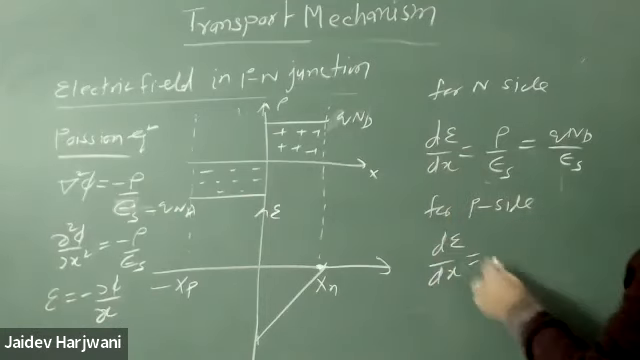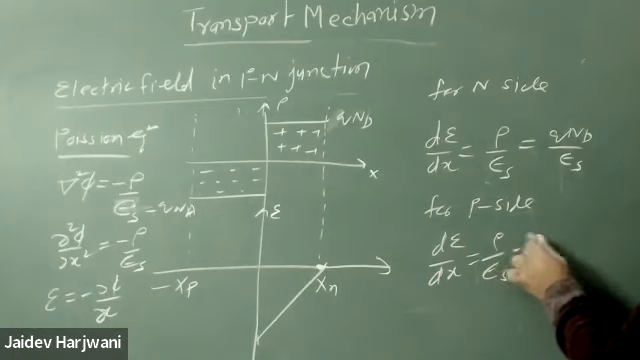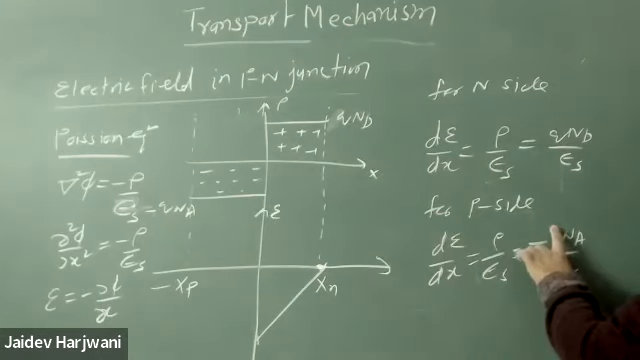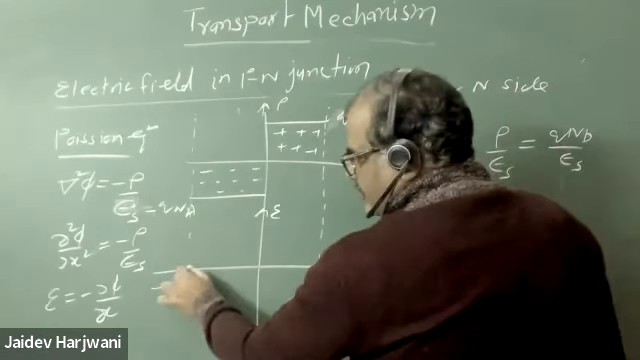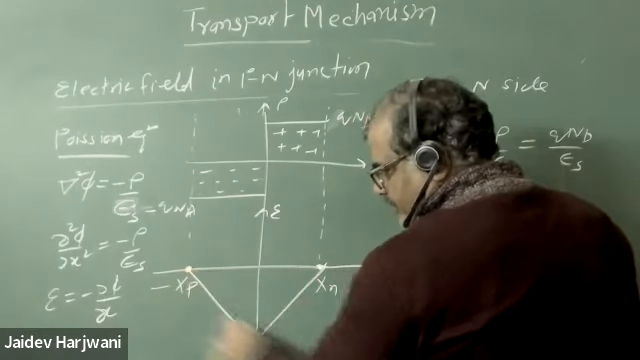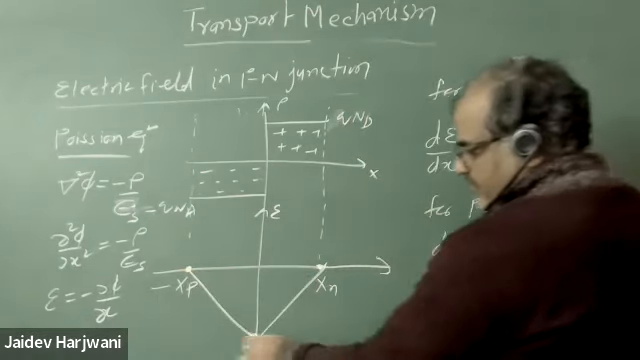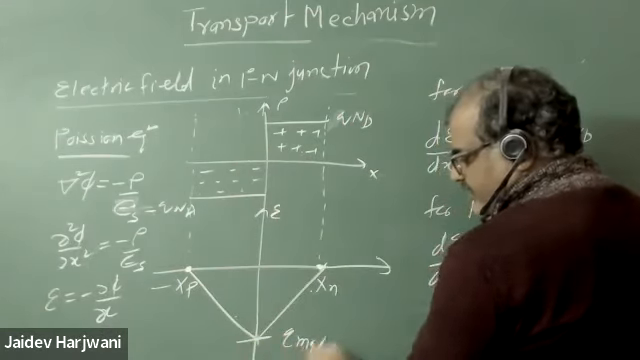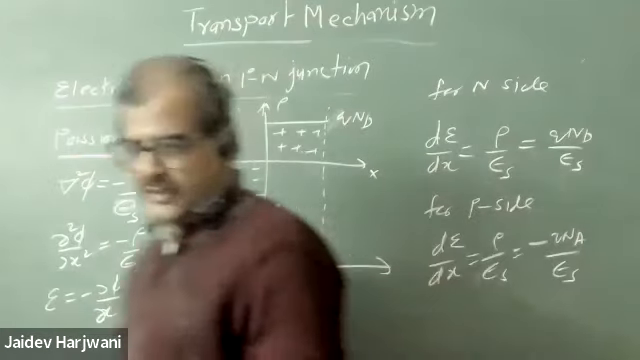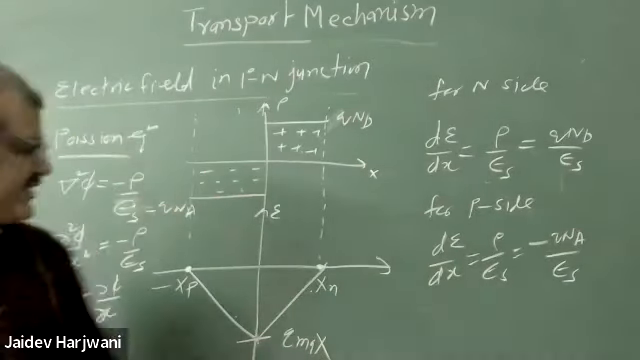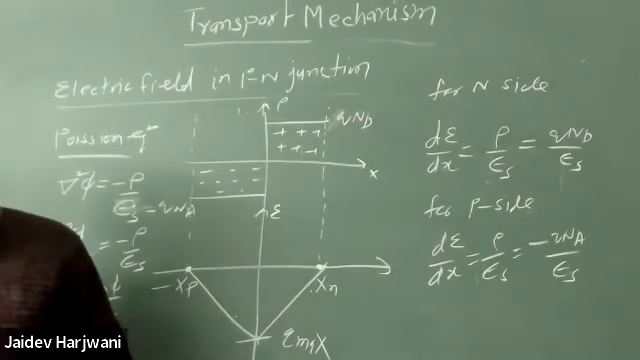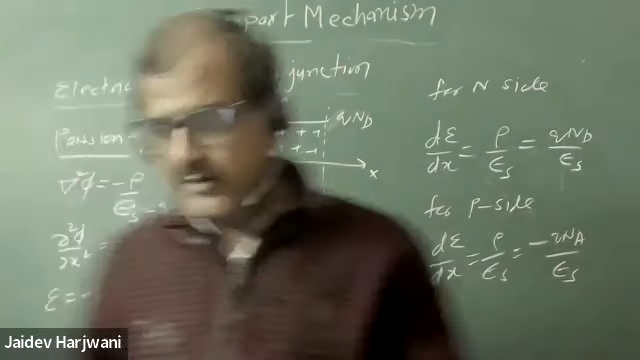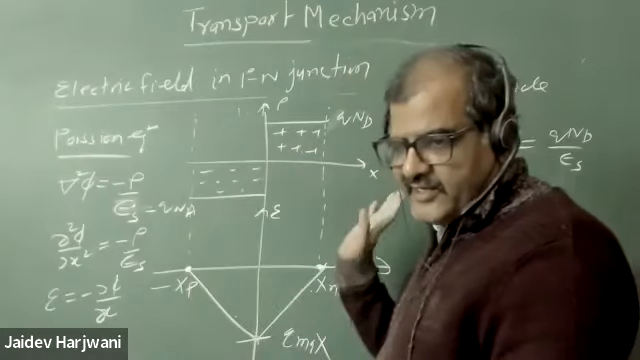We'll calculate it tomorrow; I'm just showing the slope. Now this dE by dx is negative on the P side, and at the boundary the field should be 0 at xp, with a negative slope. So this is your profile of the electric field inside the p-n junction, and this is called the maximum electric field. Tomorrow we will derive the exact formula of this maximum electric field and the field equation in the P side and N side. For the moment I have just written it directly.